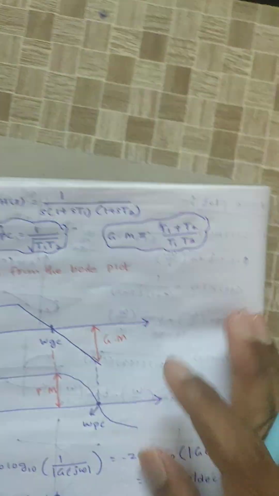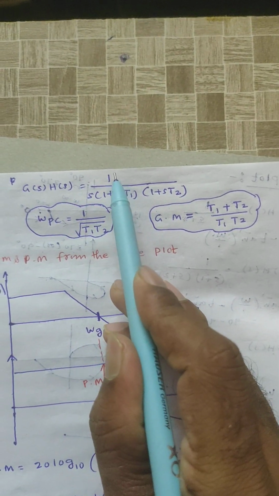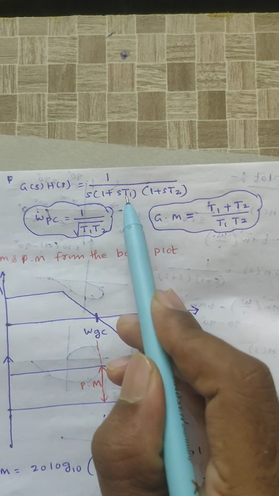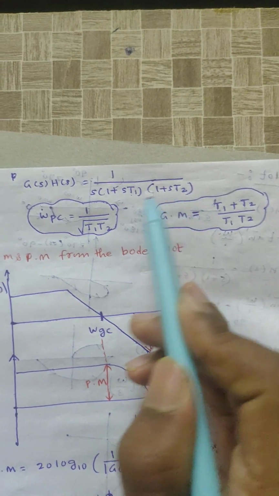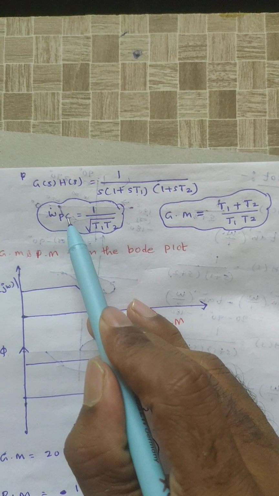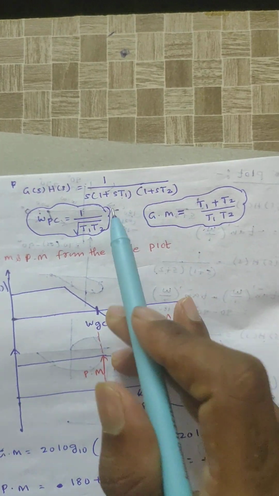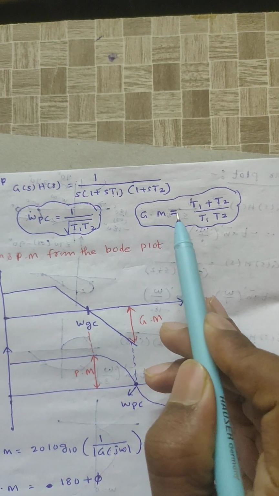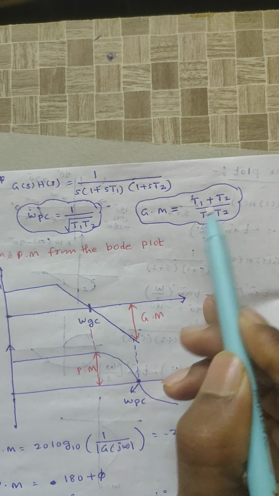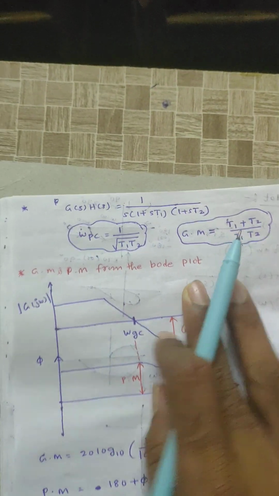Next, see here, if G(s)H(s) is equal to 1 by s into (1 plus sT1) into (1 plus sT2). For this problem, the direct shortcut is, if I want to calculate the phase crossover frequency, that is equal to 1 by square root of T1 into T2. Then gain margin is equal to (T1 plus T2) divided by T1 into T2.